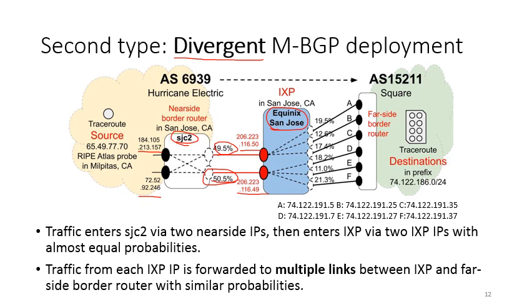Different from the parallel type, the traffic from each IXP IP is forwarded to multiple links between the IXP and the farside border router. The traffic from each IXP IP is forwarded with similar probabilities.